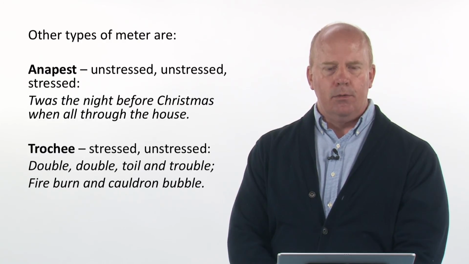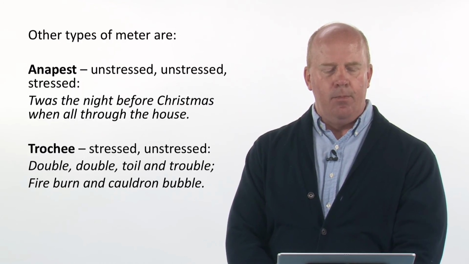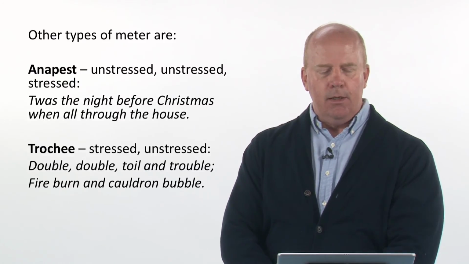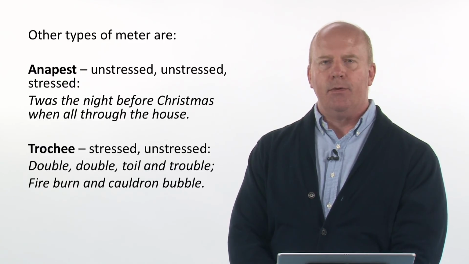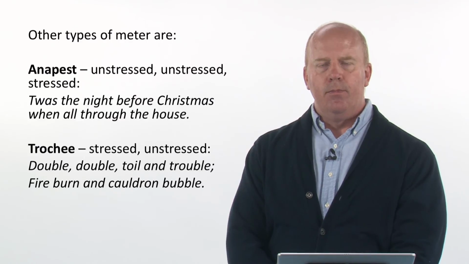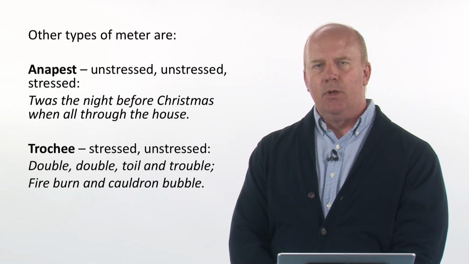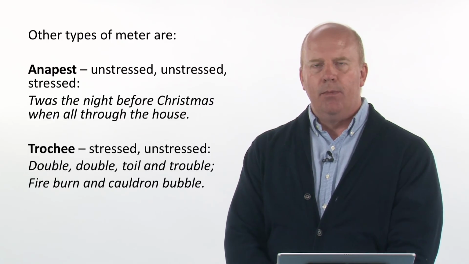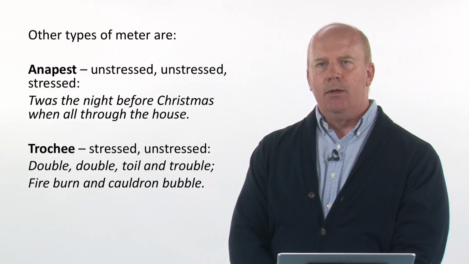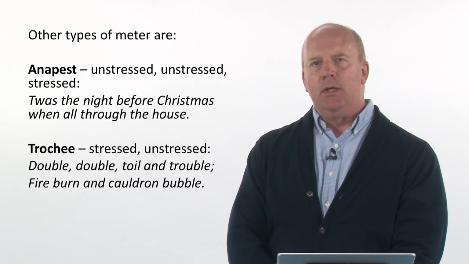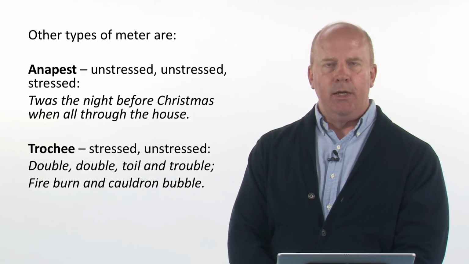Double, double, toil and trouble. Fire burn and cauldron bubble. So that's an example of a stressed and unstressed. So, these are examples that we recognize from things we've read. Shakespeare here, 'twas the night before Christmas, maybe you've heard that before, and you kind of stick in your head the way it runs. But these are some names that you can give to those particular meters.